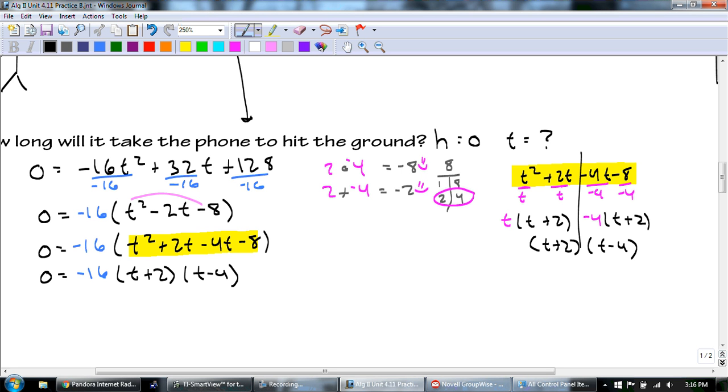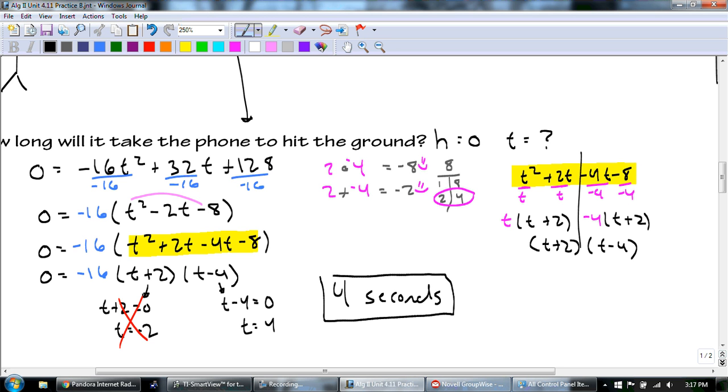And then I set everything equal to 0. That has a variable. So t plus 2 equals 0. t minus 4 equals 0. Let's make that look like a 0. I subtracted and get negative 2. I added and get positive 4. We're talking about time. I can't have negative time, so my answer, from 128 feet, from the velocity that Mr. Jones was throwing that phone, it would land in 4 seconds.